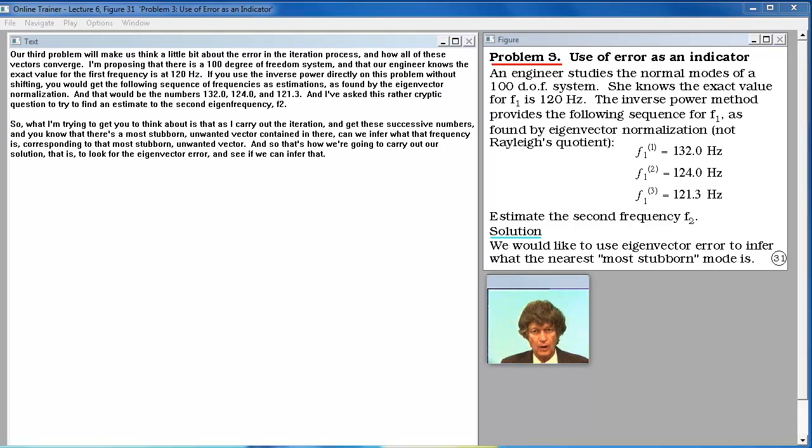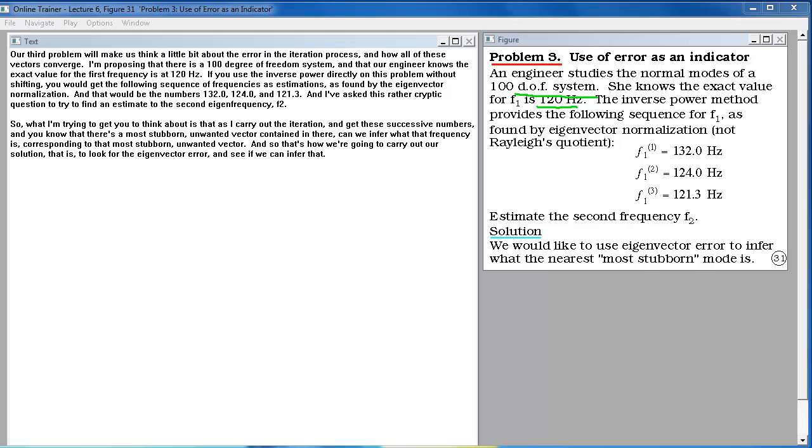Our third problem will make us think a little bit about the error in the iteration process and how these vectors converge. I'm proposing that there is a 100-degree of freedom system and that our engineer knows the exact value for the first frequency is at 120 Hertz.